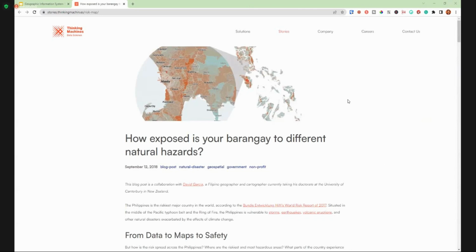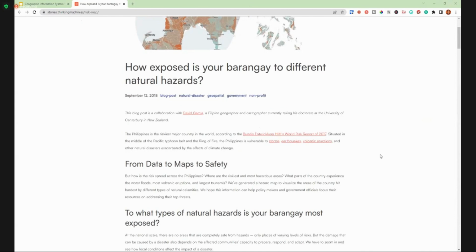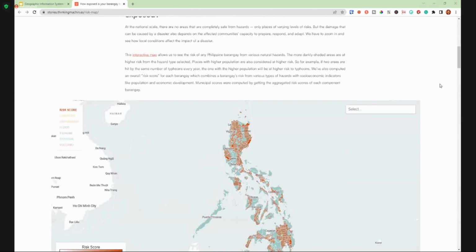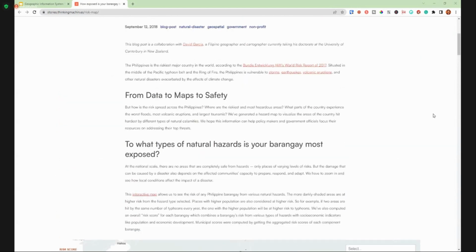Okay, great. So this one is a blog post that we made in 2018 with David Garcia. If you know him, he is a map maker, a Filipino geographer and cartographer who also became one of the presidents of UP Plano before. We made a map wherein you can see if your area is at risk from natural hazards.